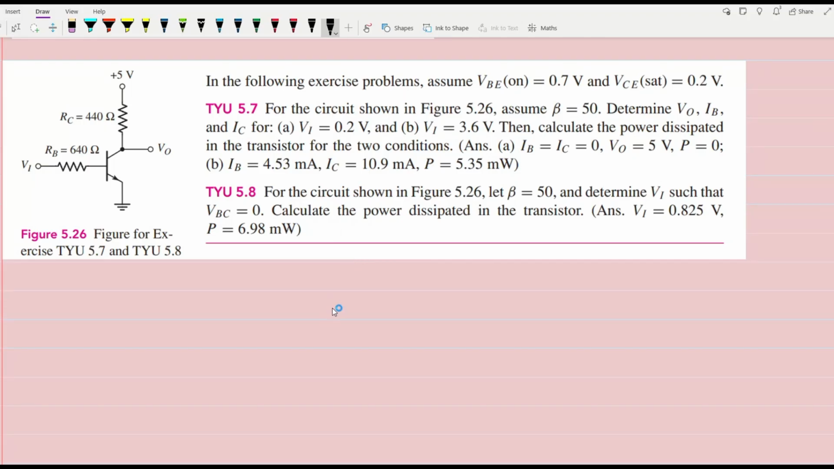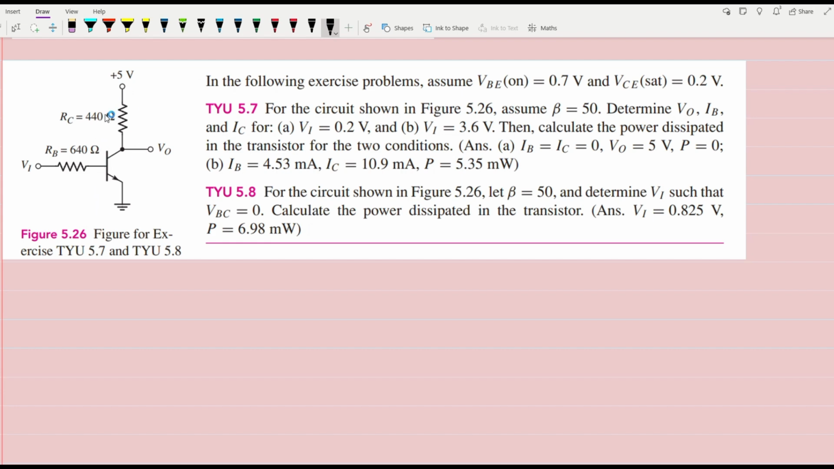We're going to be dealing with problem 5.7. For the circuit shown in figure 5.26, assume V+ is equal to 5 volts. We have to determine VO, IB, and IC for VI equal to 0.2 volts. We're given VBE on as 0.7 volts and VCE to be 0.2 volts.